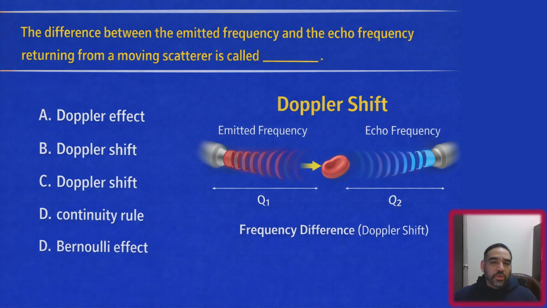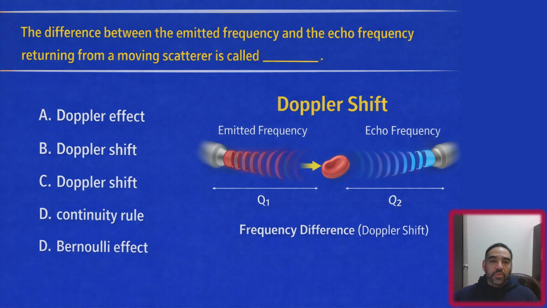A is incorrect, the Doppler effect. Remember, this is a tricky one because it sounds almost the same. The Doppler effect is the overall phenomenon that occurs when there is a relative motion between source and the reflector. So it describes a concept that motion causes a frequency change, but it is not the same as the actual difference in the frequency. So think of it like this: Doppler effect relates to the event, Doppler shift relates to the measured change.